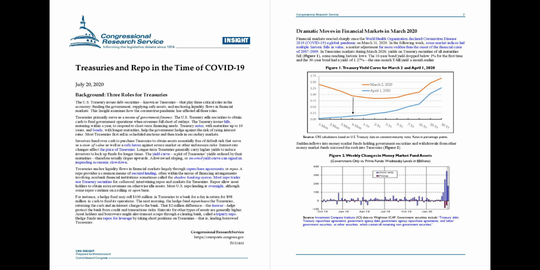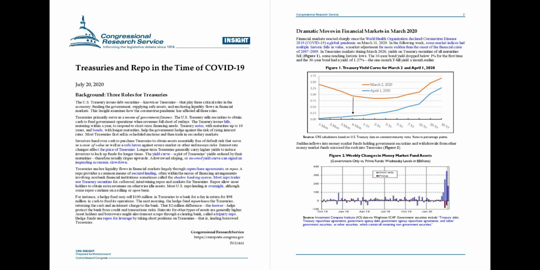Investors hand over cash to purchase Treasuries to obtain assets essentially free of default risk that serve as a store of value as well as a safe haven against severe market or other unforeseen risks. Interest rate changes affect the price of Treasuries. Longer-term Treasuries generally carry higher yields to induce investors to lock up funds for longer times. The yield curve, a plot of Treasuries' yields ordered by their maturities, therefore usually slopes upwards. A downward sloping, or inverted, yield curve can signal an impending economic slowdown.